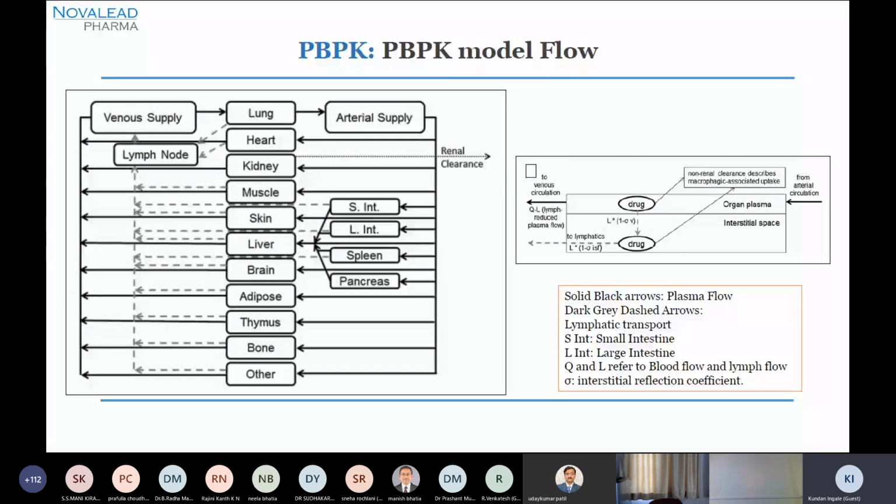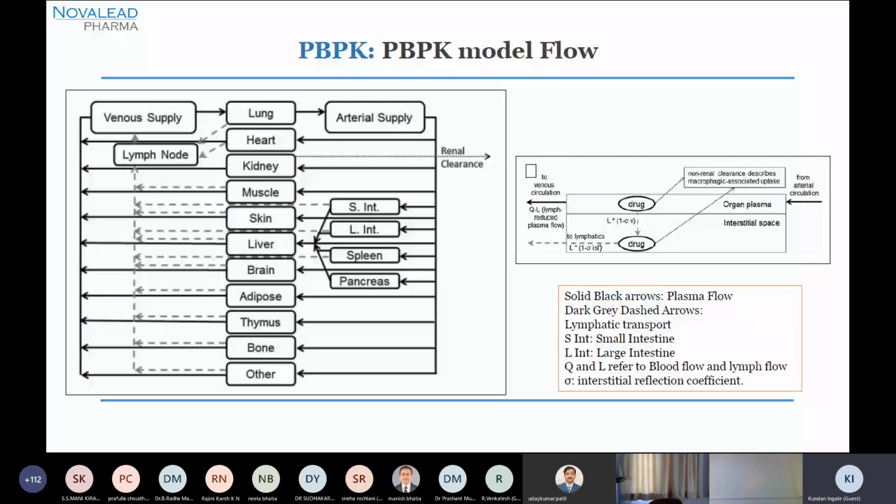Yeah, so to continue, in the first image that you can see is a typical blood flow that is considered in the PBPK model. In the center you can see all the different tissues have been listed, like lung, heart, kidney, muscles, and so on. Then on one side there is an arterial supply, on the other side there is a venous supply.